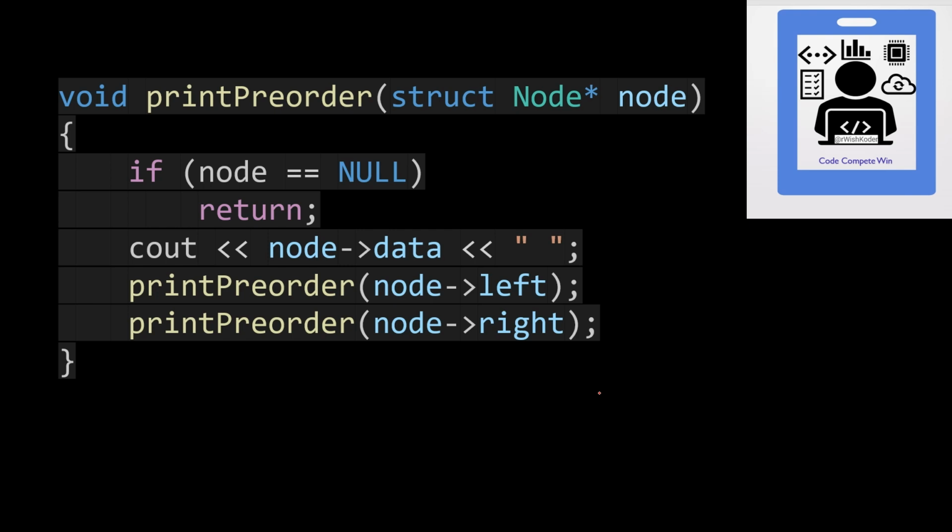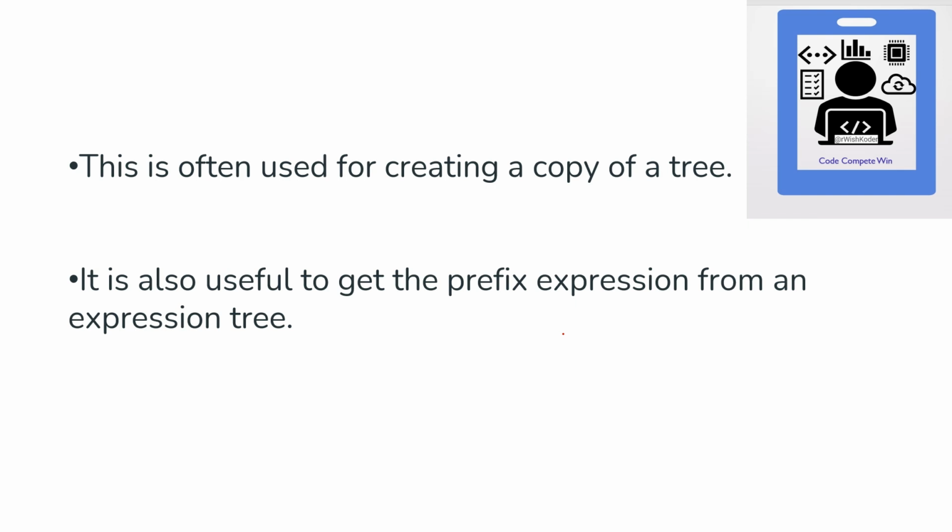Here is the code for pre-order traversal. The base condition is the same. If the node is null, then return. If not, then we are going to print the data inside the node, and then we are going to visit the left subtree and then the right subtree. Pre-order traversal is useful when we copy a tree or we need to find the prefix expression from an expression tree.